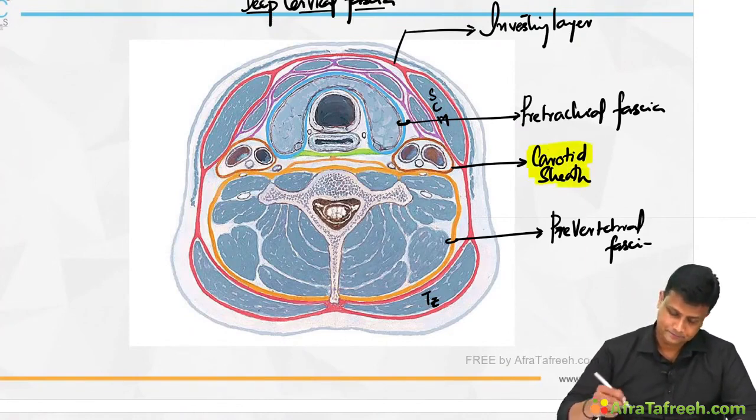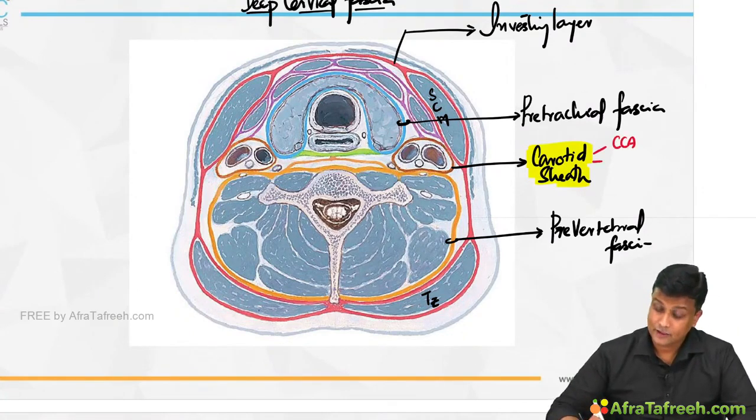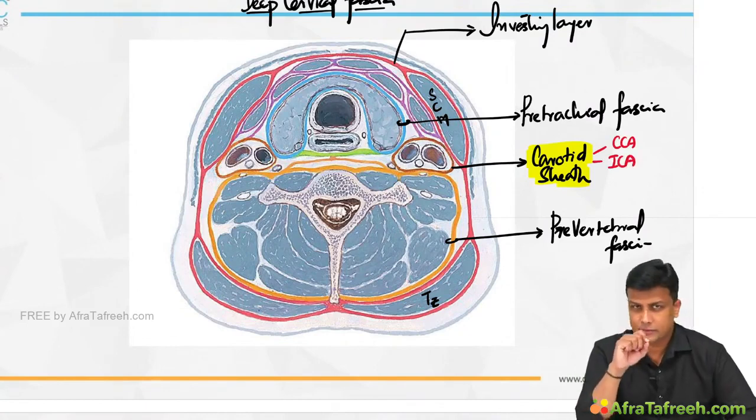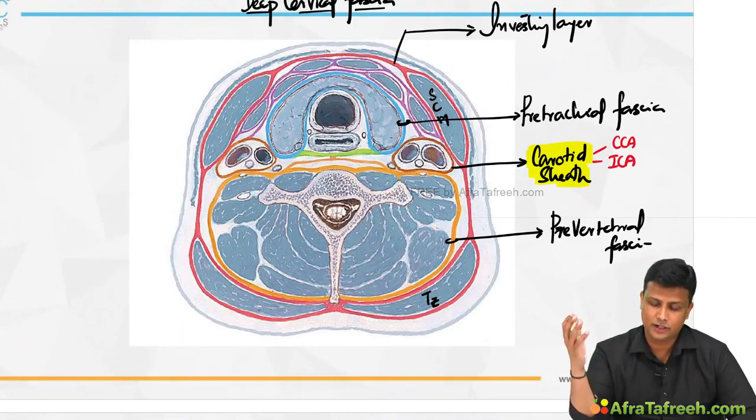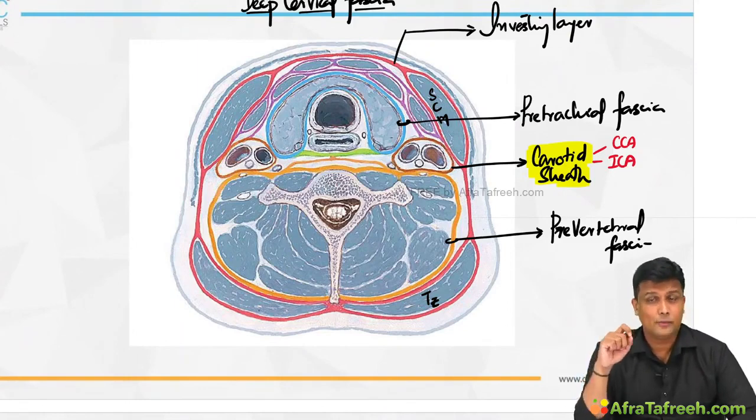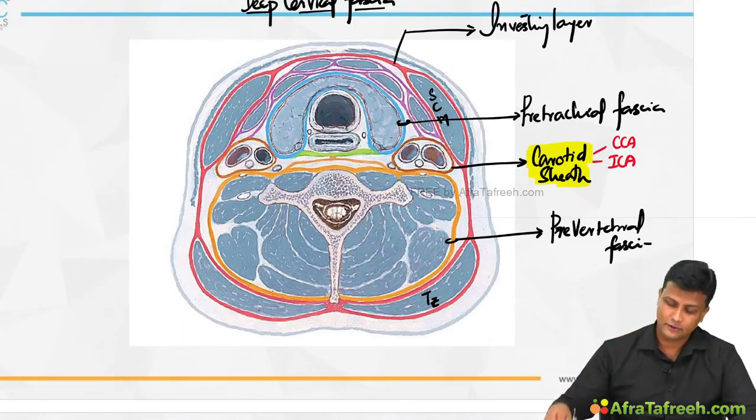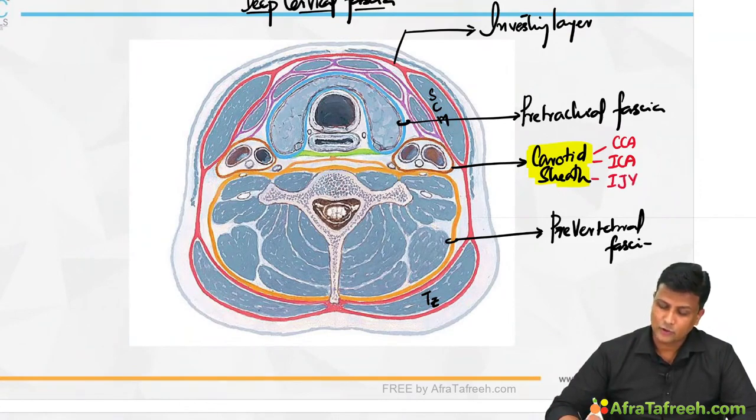What is the content? You can clearly appreciate there will be a common carotid artery present inside that, and even the internal carotid artery, not the external. Why? Because the external carotid artery will pierce the carotid sheath and come out, guys. So inside there is only the common carotid artery as well as the internal carotid artery. And then there is a vein, the internal jugular vein, and the only nerve present there is the vagus nerve.